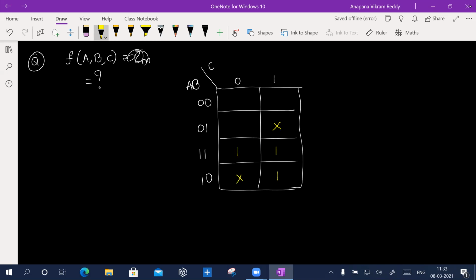Now what is F here, anyone? What is my F here? Anyone in class? Anyone please? What must be my F? Sir, A plus C. Yes? A plus C. F is A or C. Okay. Anyone? Any other answers, please? How did you get C?